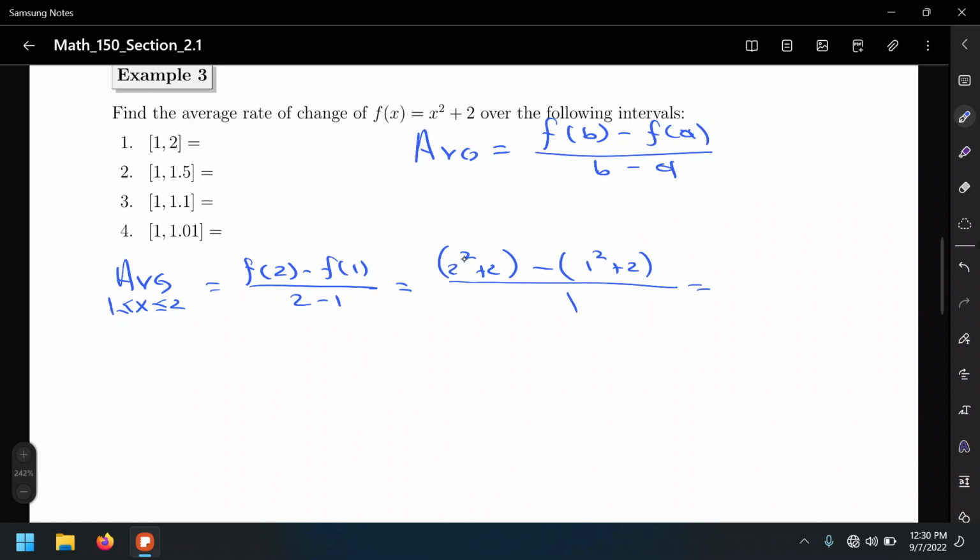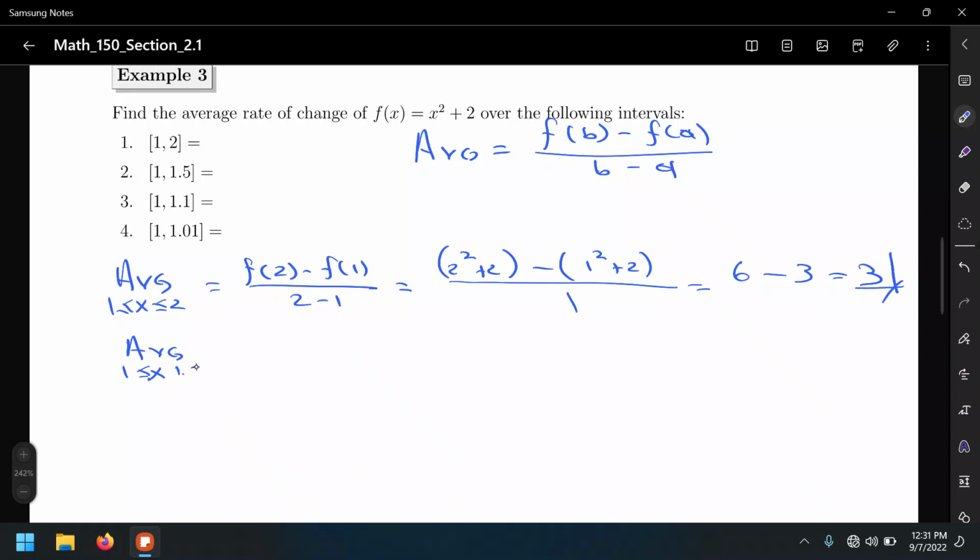Simplifying this, what do we have? 2 squared, which is 4, plus 2, that's a 6, minus 1 squared, which is 1, plus 2, which is 3. Over 1, that's just 6 minus 3, and that equals 3. So that's one calculation. Let's see what happens on the second interval. Of course, we're not going to compute all of them. I'll show you one way to get this done.